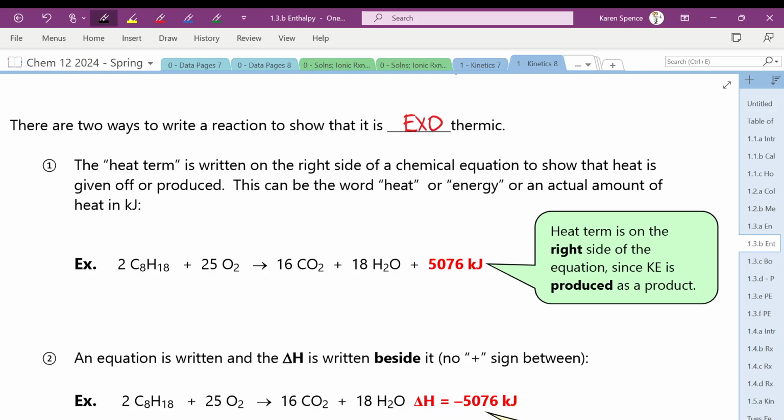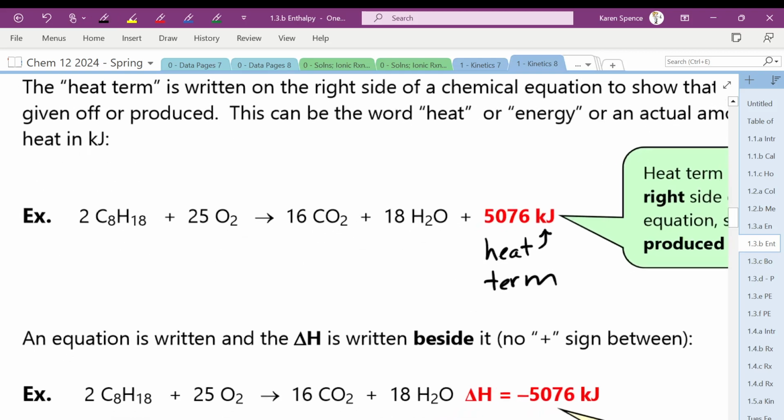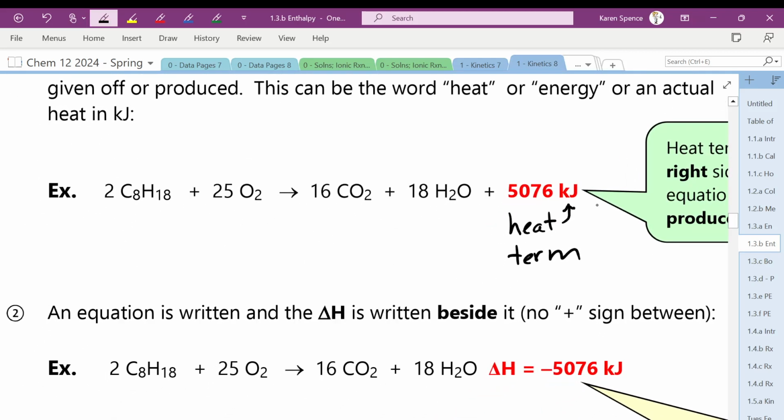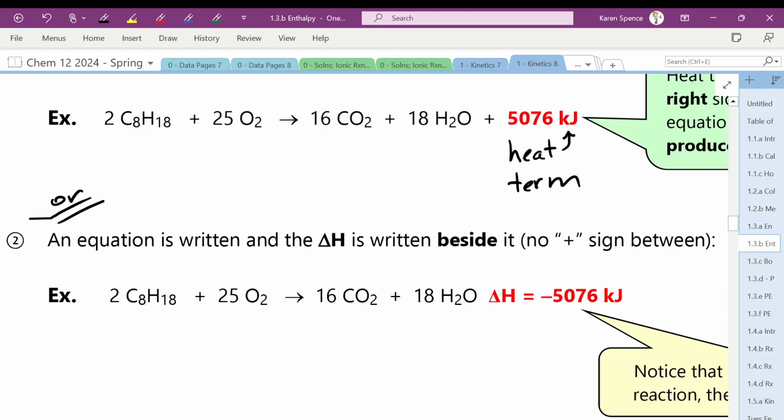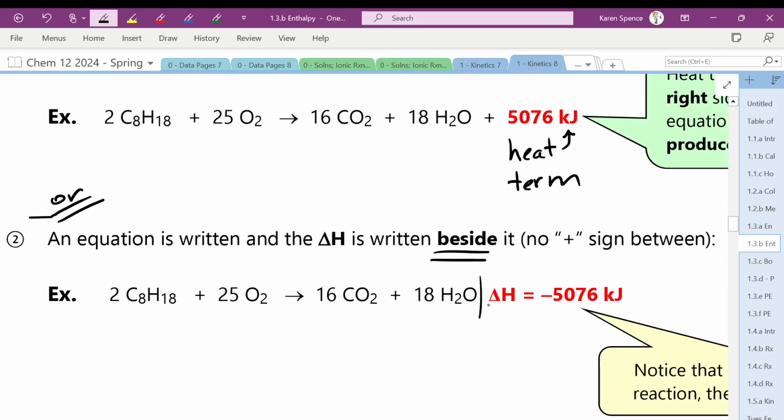Now the heat term. Often we don't just write heat. We will usually give it a value because it's an energy term. It's given in kilojoules. Okay, so that's our heat term. So we can either write the reaction, actually put the heat term in the equation, or we can write the equation without the heat term, and beside it, we will write the delta H value.